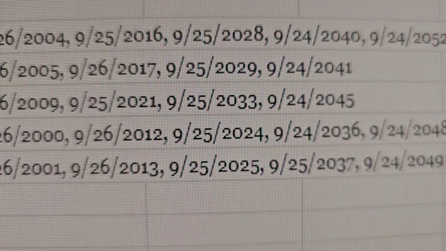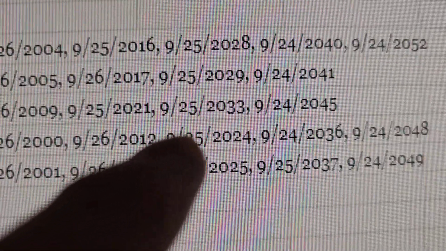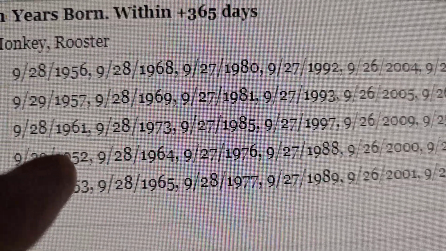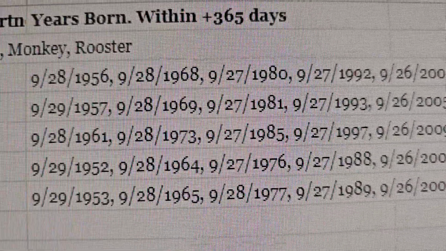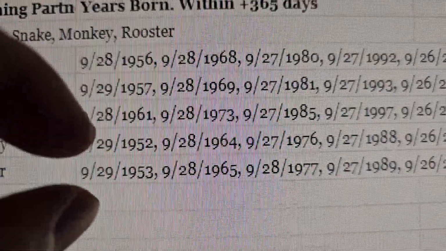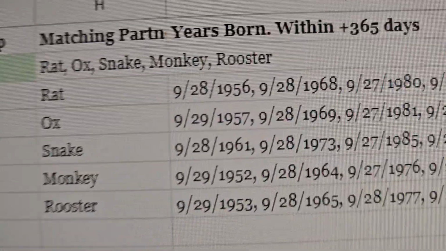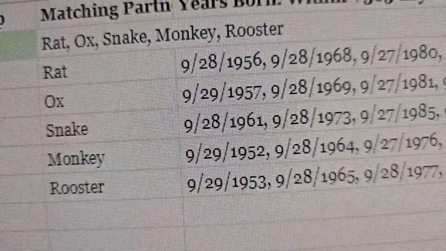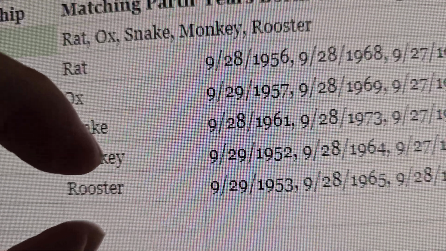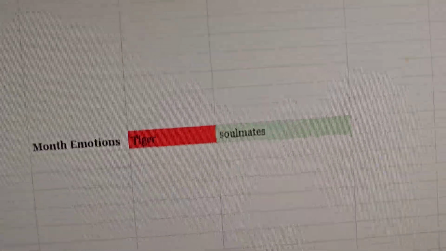But notice that all the months are exactly the same and the days are very similar. It's either the 24th, the 25th, or the 28th. It's close enough of September. You have to keep that. You can't change this September. September is the cut line. September 29th, in this case of this year, is the cut line for the criteria of rooster. If you were born one day before this, you're not a rooster. If you were born September 28th, 1953, you're not a rooster. Okay?